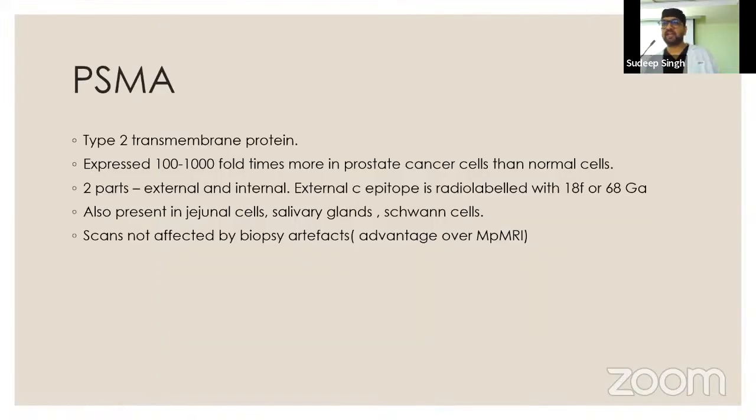PSMA is a type 2 transmembrane protein. It is expressed 100 to 1,000-fold more in prostate cancer cells than in normal cells. There are two parts, external and internal. The external epitope is radio-labeled with gallium or fluorine. It is also present in jejunal cells, salivary cells, and the Schwann cells. These scans are not affected by biopsy artifacts, which is an advantage over MP-MRI.